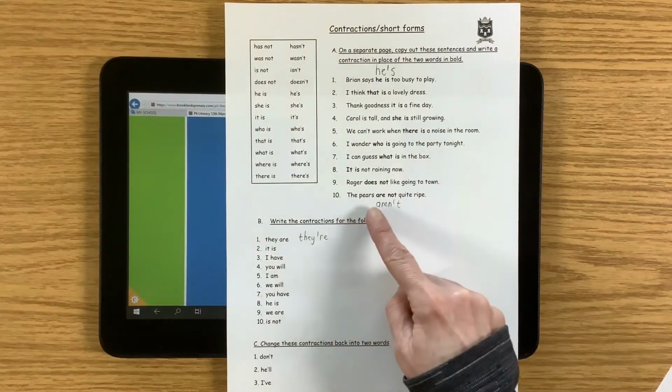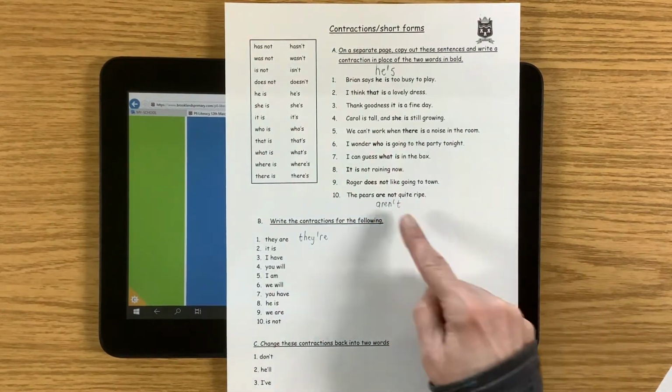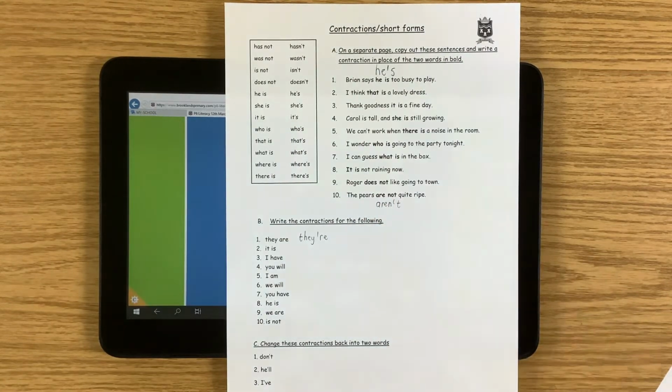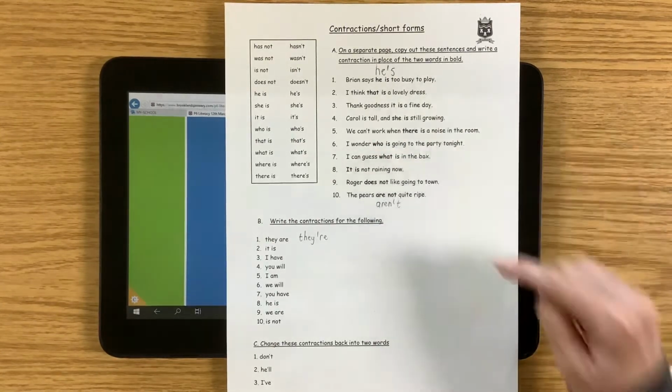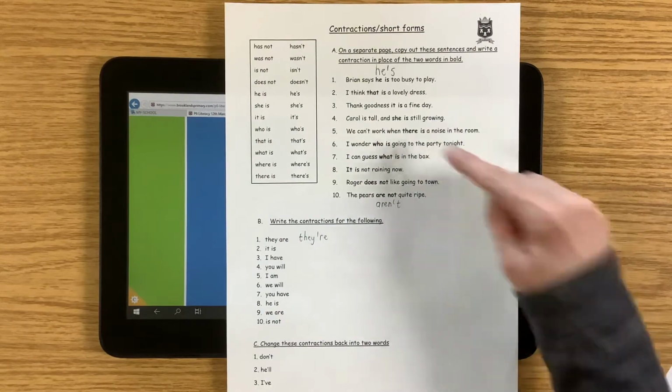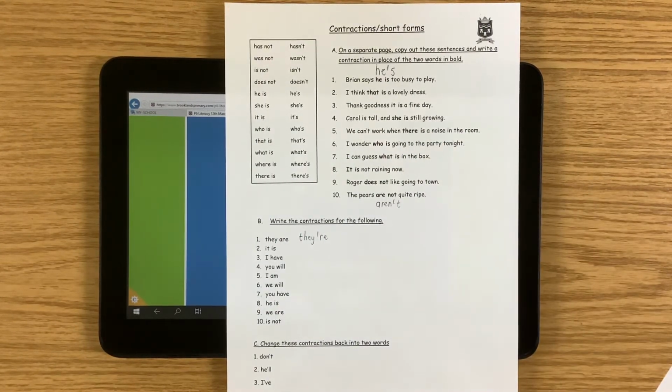Or in number 10, the apples are not quite ripe. I could take the words "are not" and change it into "aren't". The pears aren't quite ripe. In part A, if you're doing the lower level challenge, you need to copy out your sentences and swap the 2 words for a contraction.